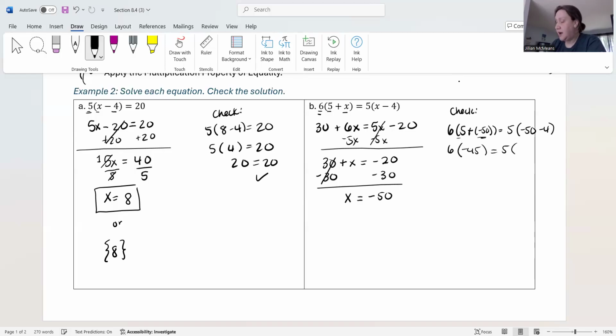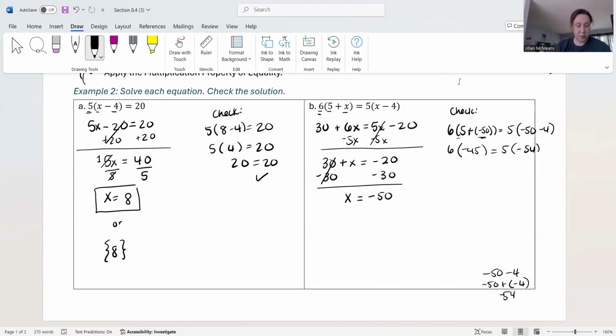On the right, we get 5 times. Well, here we have negative 50 minus 4, so that's going to be negative 50 minus 4 more, so it's going to be minus 54. If you would prefer, you could write negative 50 minus 4 as negative 50 plus negative 4, and then you're adding two values that have the same sign. So we add and we keep whatever the sign is. Either way, you're going to get negative 54.